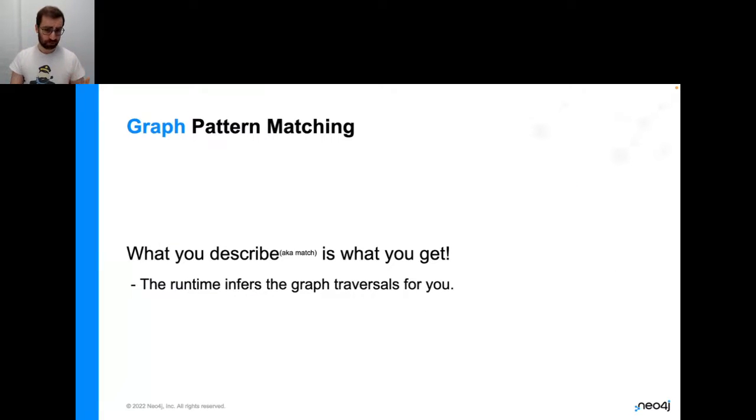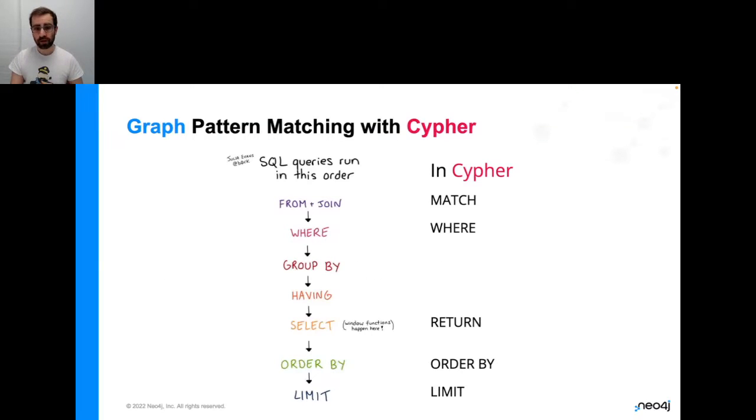And so what you describe is what you get. That's really what a declarative query language is about. The runtime will do its best to infer what kind of traversals it needs to do. Concretely, that's the principle of pattern matching, but the way you do it, because it's matching, your select, in a way, will be match. Then you can refine it, you can add some specific predicates to filter a little bit. Then you will project the result with return, order by, and limit.